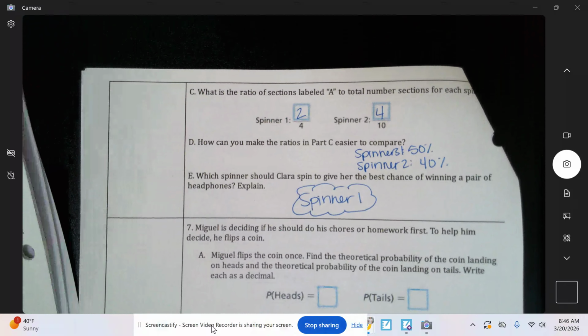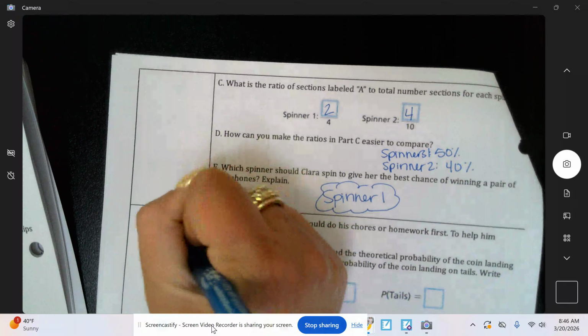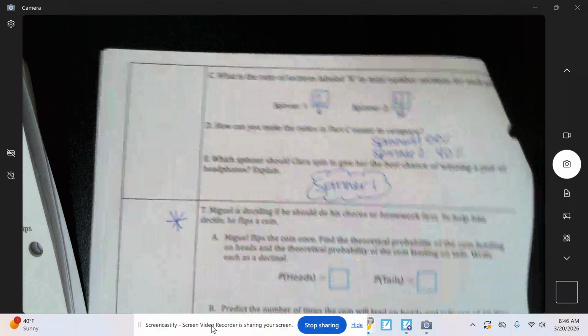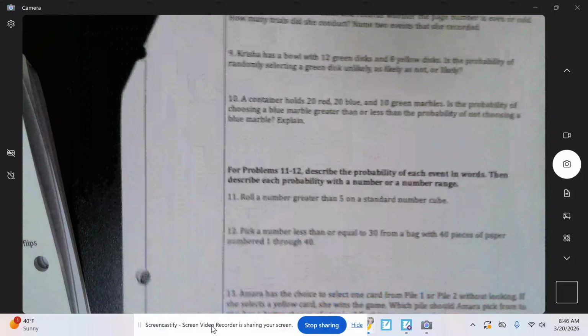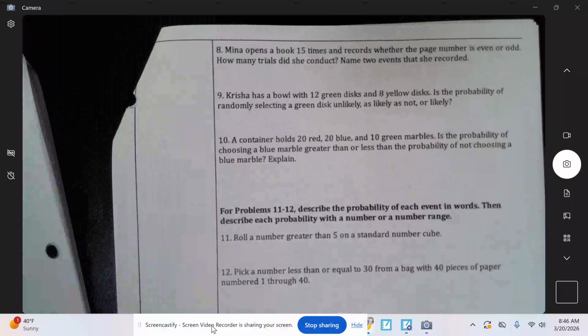Alright, we're going to come back to number 7 after I dig out and get y'all my pennies so that y'all can actually do that one. Alright, and so look at number 8.